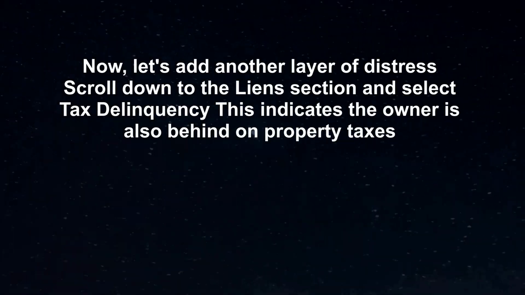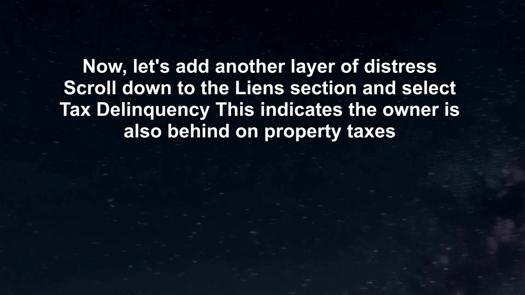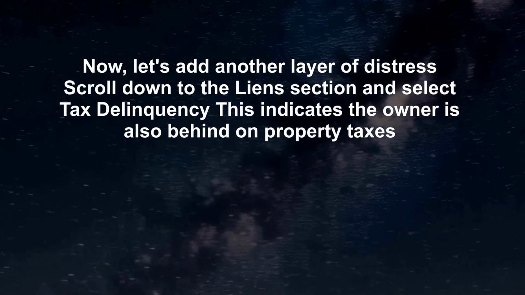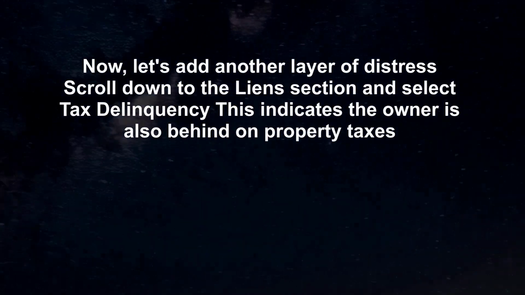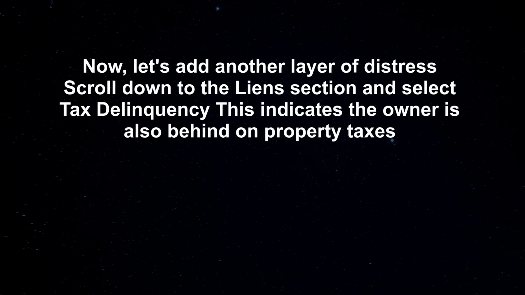Now, let's add another layer of distress. Scroll down to the liens section and select Tax Delinquency. This indicates the owner is also behind on property taxes.